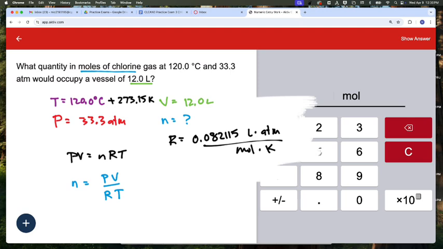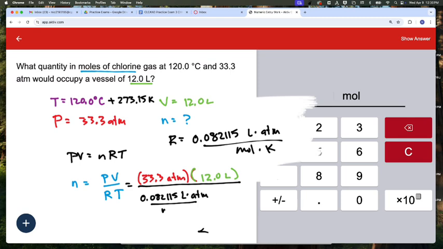So when you plug it in, it would be the P times the volume. So I would get 33.3 atmospheres times my volume, 12.0 liters. This is where it's going to get ugly. Divided by 0.082115 liters times atmospheres divided by moles times Kelvin.